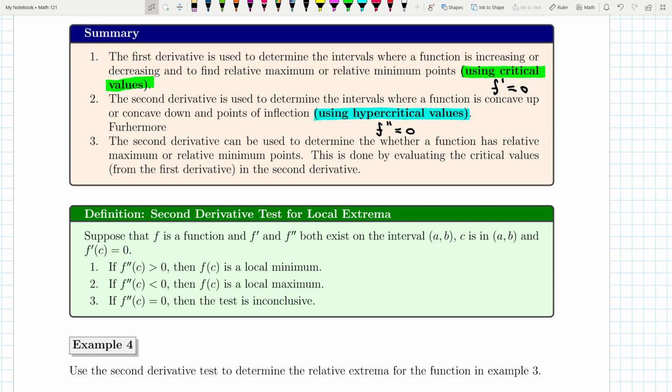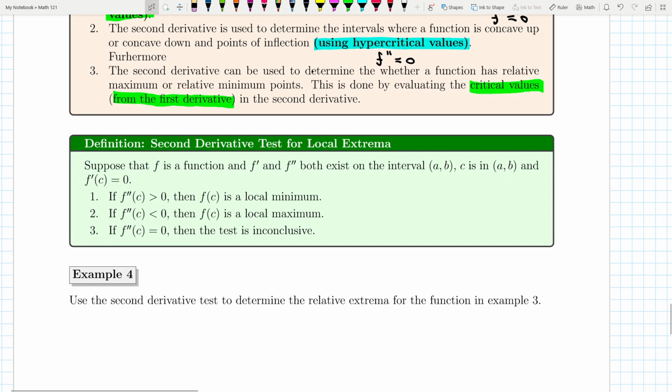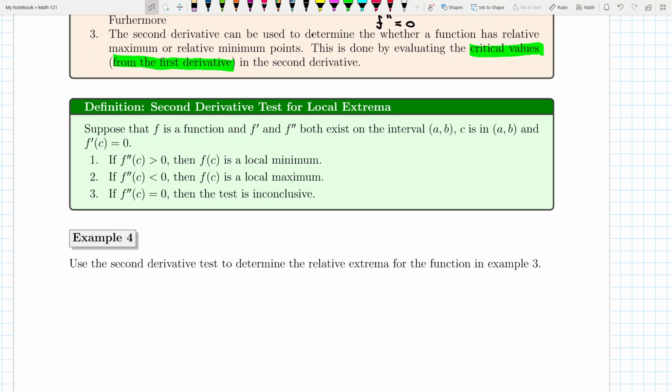And how are we going to do this? We're going to use the second derivative to determine whether a function has a relative maximum or a relative minimum point. This is done by evaluating the critical values, that is, from the first derivative. Recall that critical values, and I'm color coding this with green to represent critical values from the first derivative, but in this case we plug them into the second derivative. And then let's see the definition: the second derivative test for local extrema.